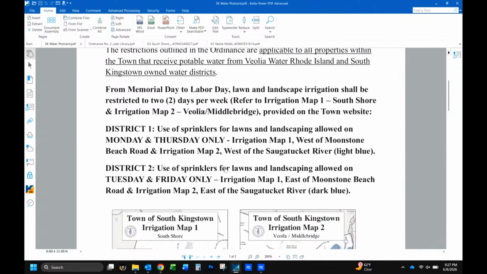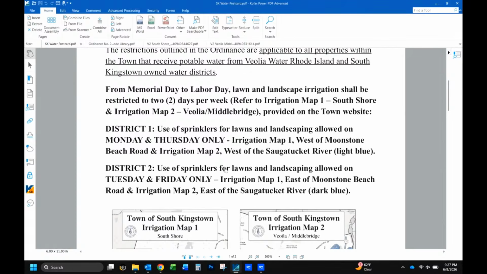Irrigation map 1 east of Moonstone Beach Road, and irrigation map 2 east of Saugatucket, dark blue. See, it says dark blue. So which map are you looking at? Map 1, map 2? Are you District 1, District 2? Just to let you know, it says west. West. West. It's very confusing. I don't know where I am, and if I don't know, my neighbors don't know.